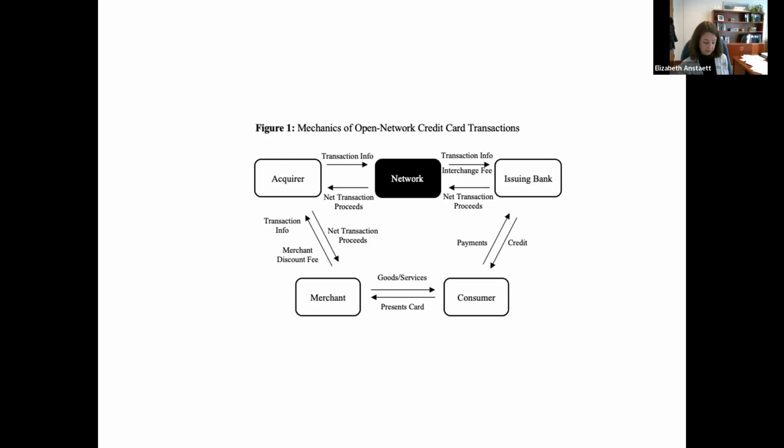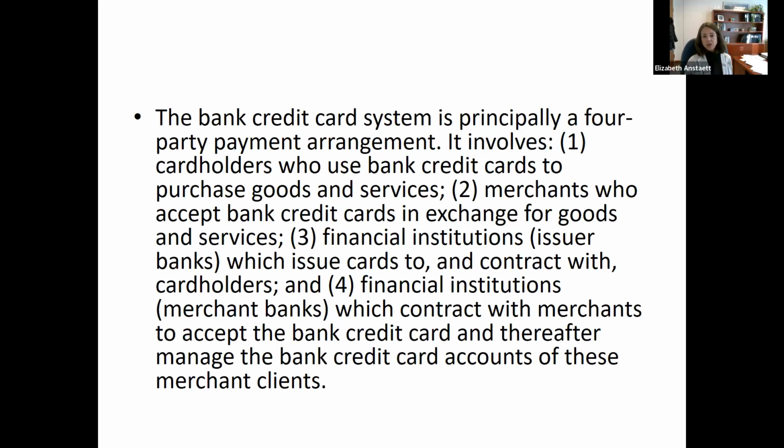The case talks about the four kind of entities involved: the cardholder, the merchant, the financial institution that issues the card, and the financial institution that has the relationship with the merchant. And it would be possible for the same bank to issue the credit card and have the relationship with the merchant, but that would just be happenstance. It's not required. So essentially, it's a four-party transaction with Visa, MasterCard, whoever is the network in the center.